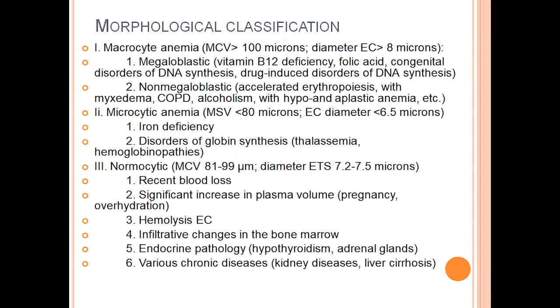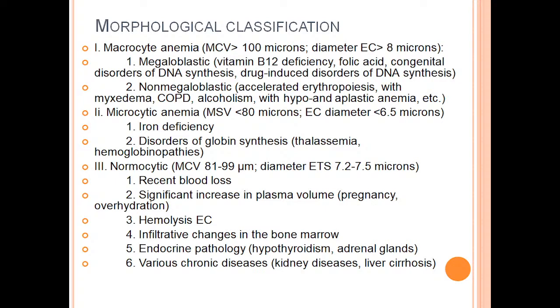What about morphological classification? We see changes of the blood cell. Macrocytic anemia, where we see MCV, the volume of the erythrocyte, more than 100 microns, and diameter more than 8 microns. That means we see megaloblastic anemia. We can see it in vitamin B12 deficiency anemia, folic acid anemia, congenital disorders of DNA synthesis, and others. The second one is non-megaloblastic anemia. That means we haven't seen changes of MCV. Accelerated erythropoiesis, with myxedema and others.